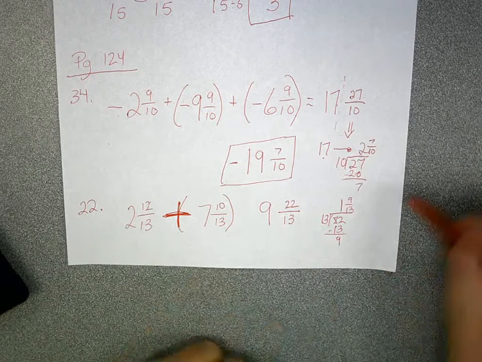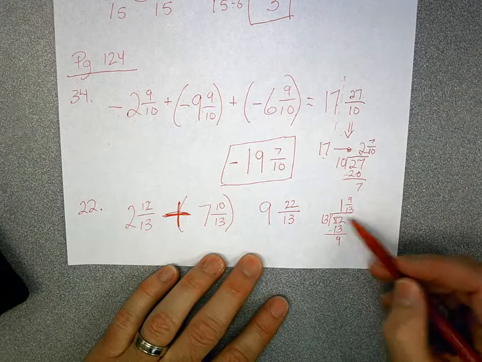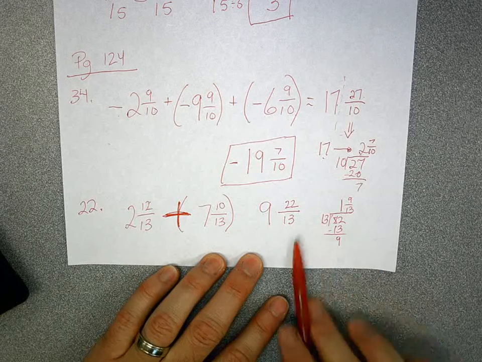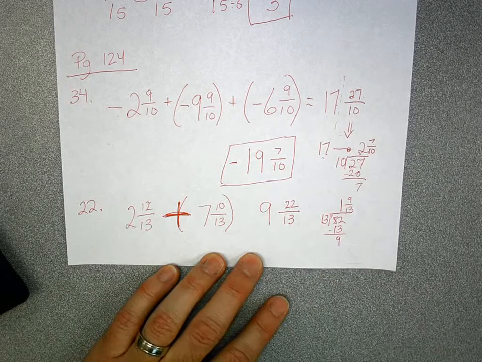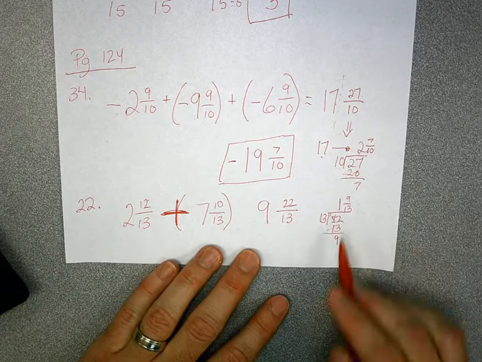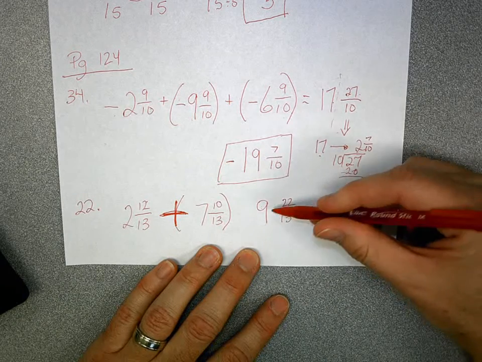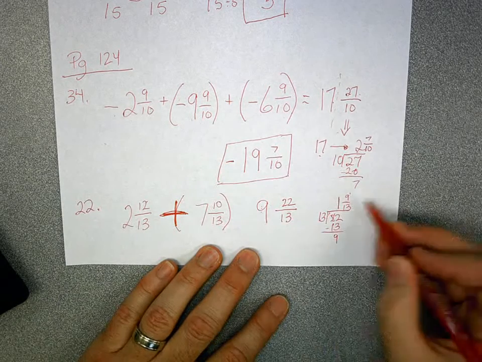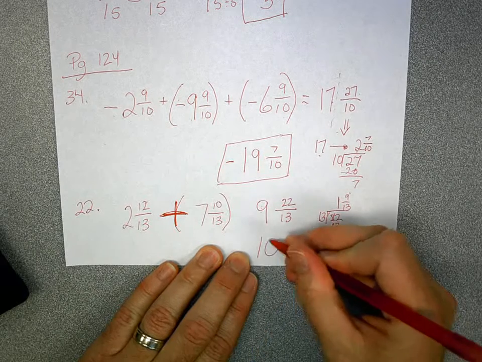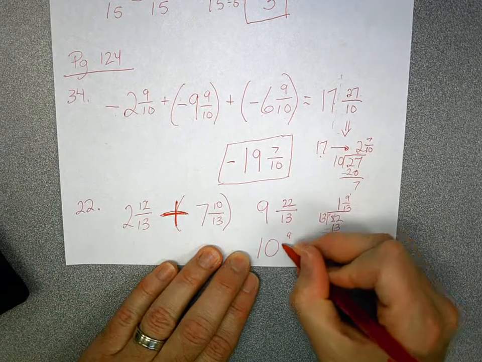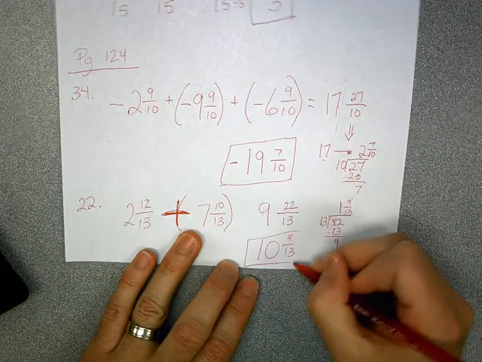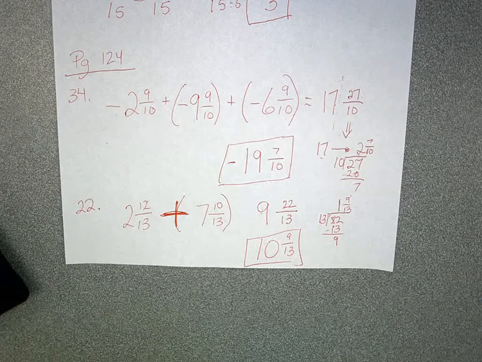And so you have to be very careful. One of the common mistakes is just getting into the problem and forgetting about your 9 and having that as your answer. So be careful. So we have 1 and 9/13, right? But we can't forget the 9. So 1 plus this other 9 whole is a total of 10, and then 9/13. 10 and 9/13.